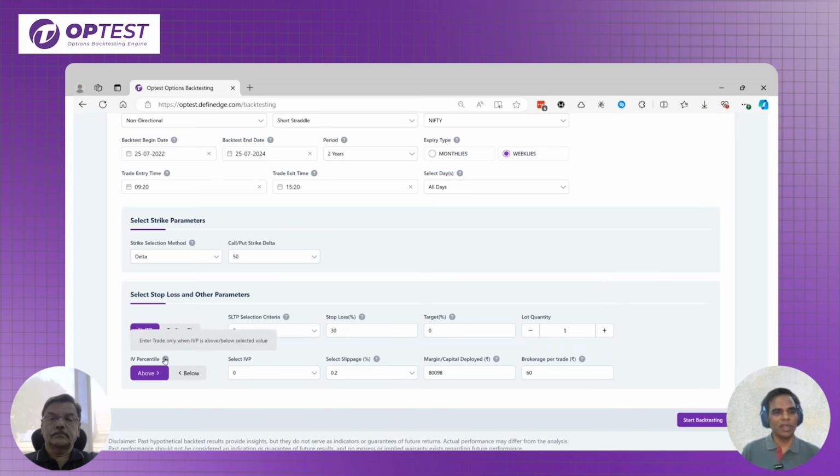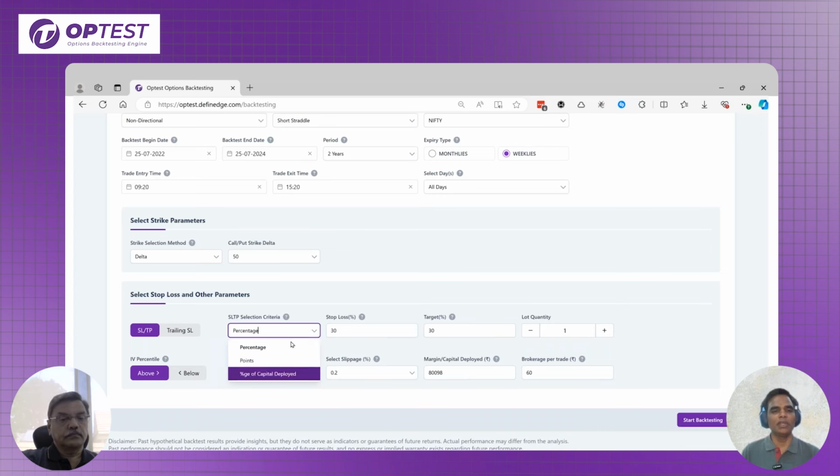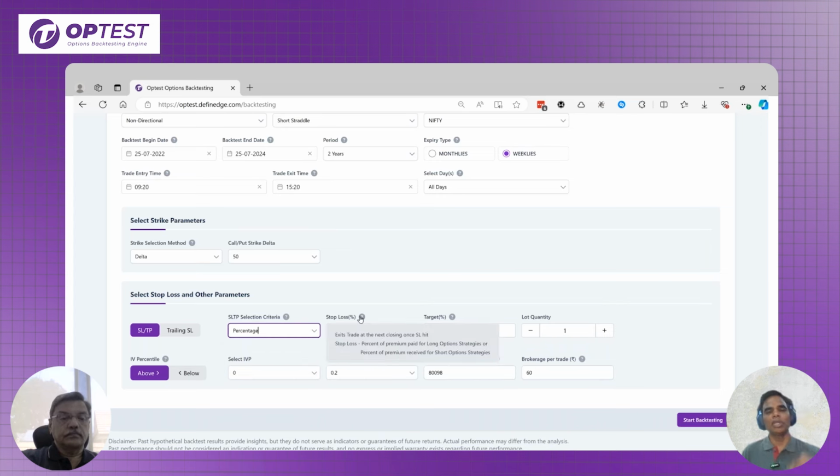Now here we have something called IV percentile. Remember, everywhere we have also shown these tooltips. Tooltips give information on what each item in the dropdown means. All you have to do is hover here and it will show the information required for you to choose the parameter. It's everywhere, so you don't get any confusion regarding what each parameter means. So we are at IV percentile here.